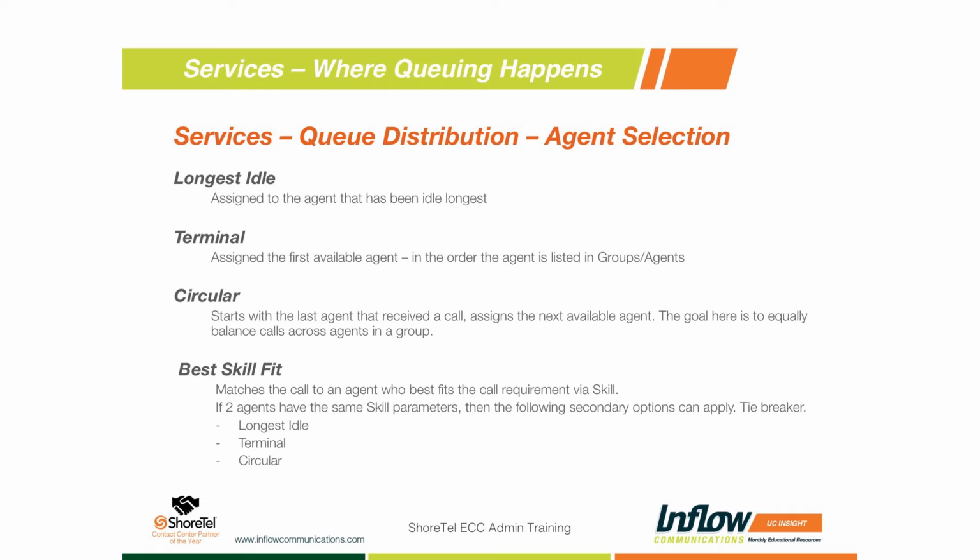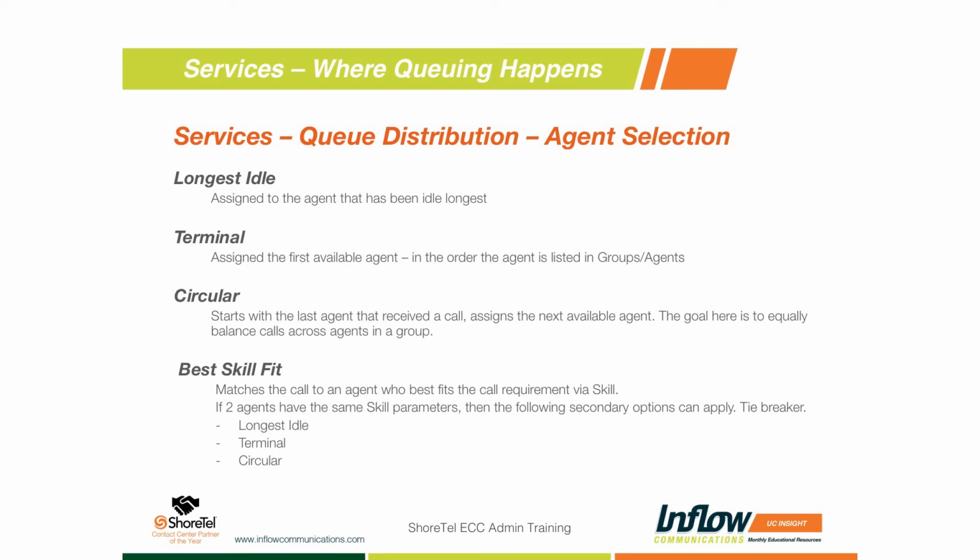Now, circular, this is an interesting one. Most folks think of circular as round robin. It's not quite the same. Round robin typically says, deliver my calls to agent 1, 2, 3, 4, 5. Then on the next pass, 2, 3, 4, 5, 1, and then 3, 4, 5, 1, 2. Now circular in ECC has a slight adjustment. It starts with the last agent that received a call and assigns the next available agent. So it's always trying to equally balance calls across agents. Very much like round robin, but a slight little twist there. I wanted to make sure I point that out.